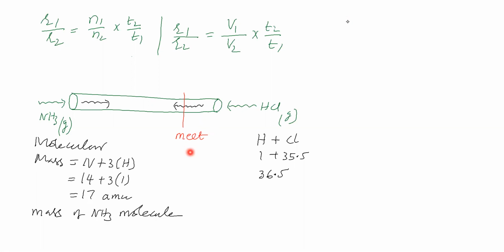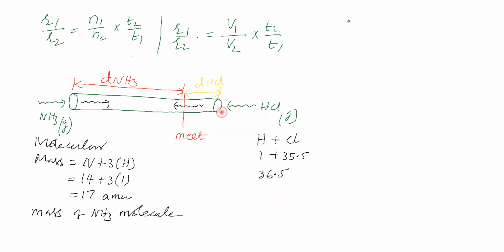Now let us take the distance traveled by ammonia. The distance traveled by ammonia is this much. The distance traveled by HCl is this much. So, if you see, HCl is traveling less distance.